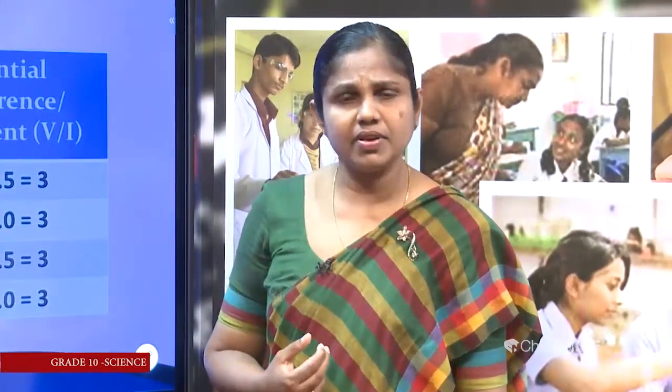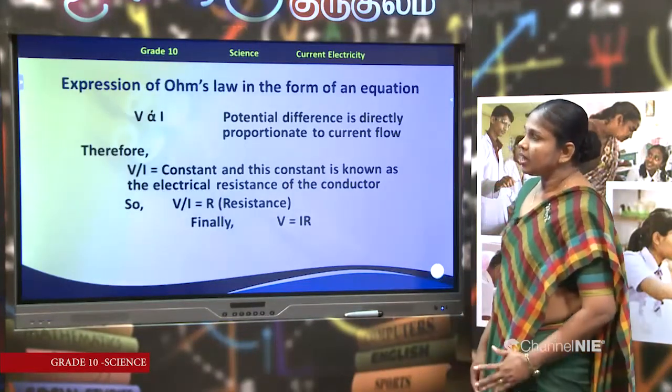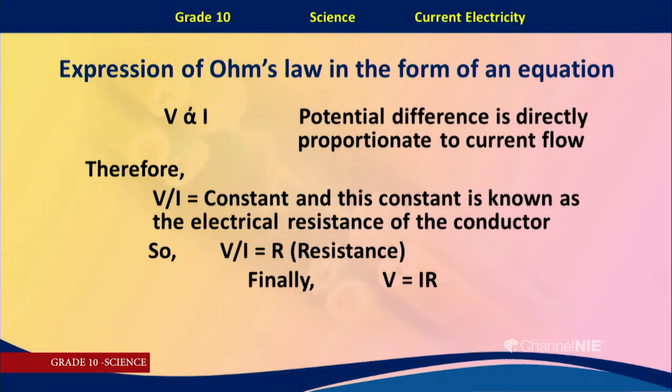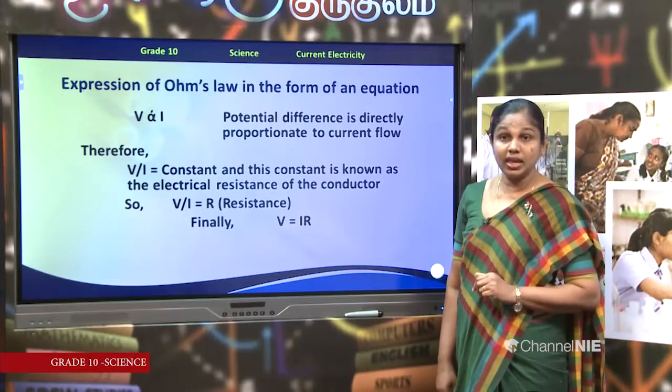By this, we can derive a formula, children. Look here. According to Ohm's law, V is directly proportional to I. That means potential difference is directly proportional to current flow. And also we found V over I is a constant. What is this constant? V over I equals R, that is the resistance. That means we can write V over I equals R. Finally, V equals IR. Right. This is the equation derived from Ohm's law, children. V equals IR.